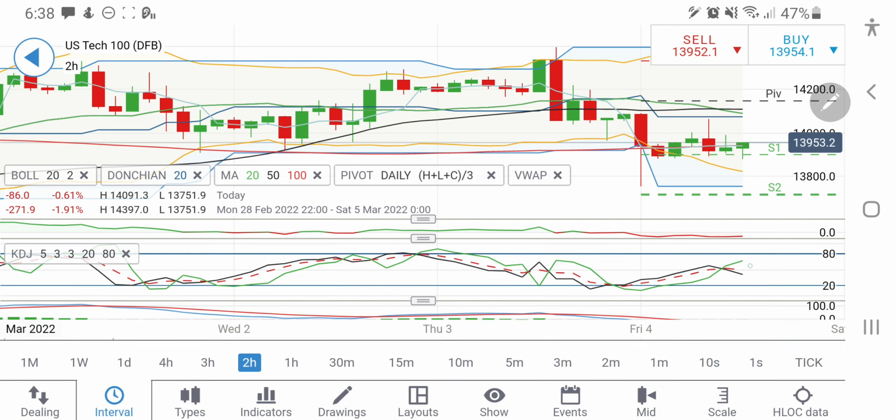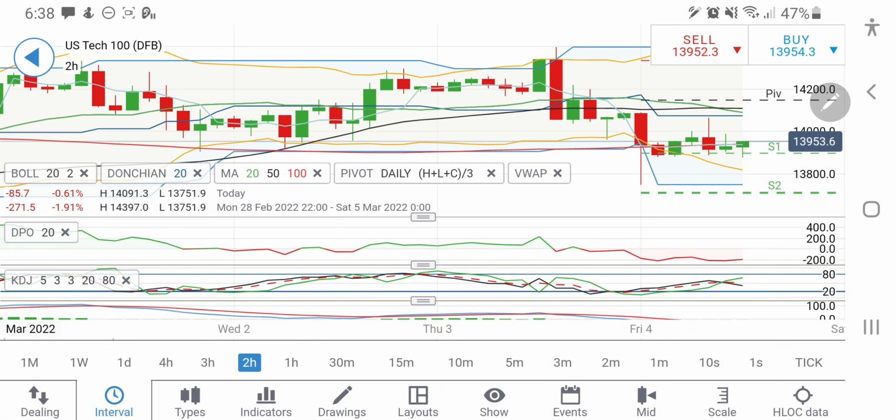On the 2-hour charts, stochastic is looking downwards, but still in a comfortable zone. And see here on the 2-hour charts, the resistance lies at around the 14,150 level, which is going to be a stronger resistance.